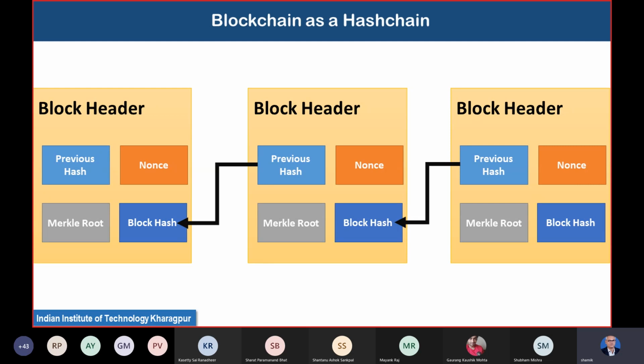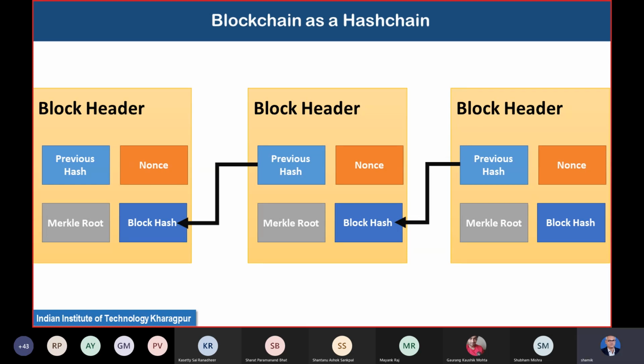And this current hash is the block hash that is being shown in each of these headers, including the one in the middle. That block hash will be computed based on the Merkle root and the difficulty level. The difficulty level is the number of leading zeros. So based on that only the block hash will be computed, and it will have those properties that have been specified.